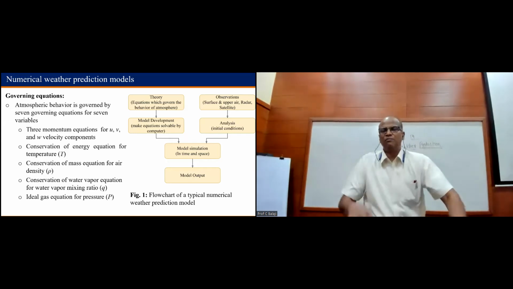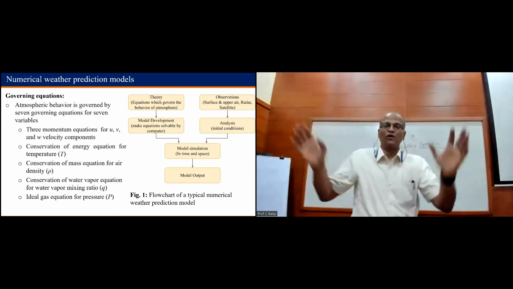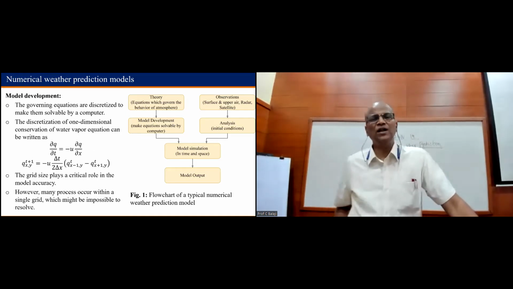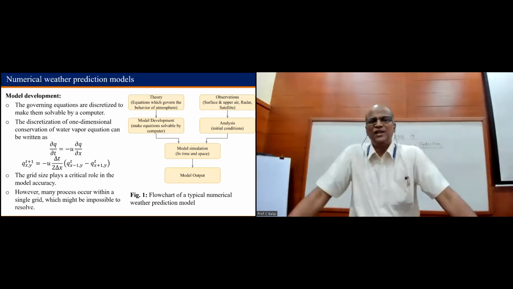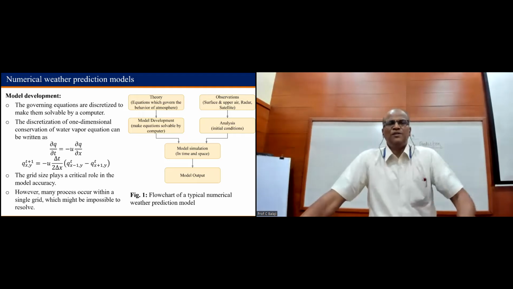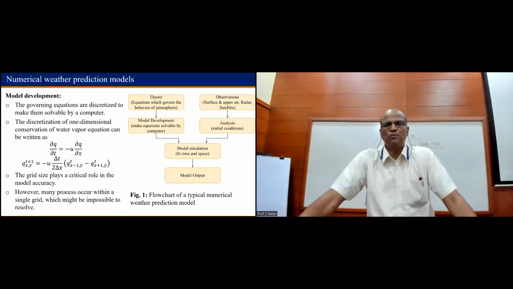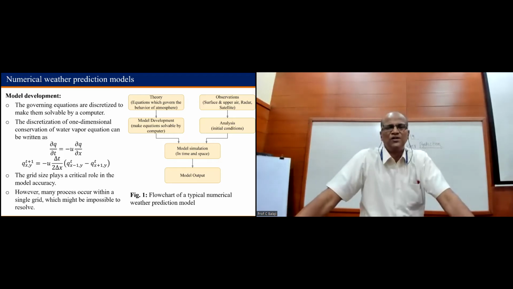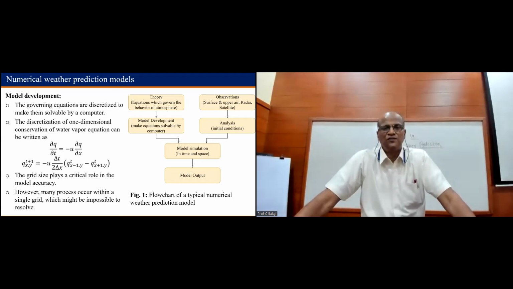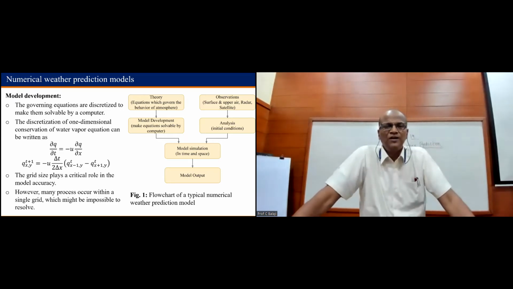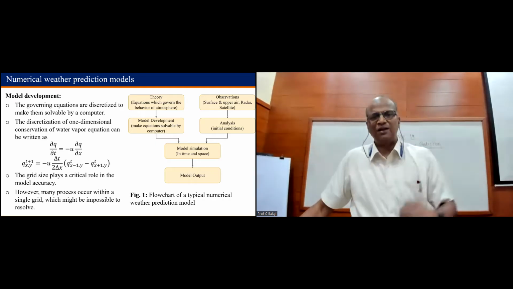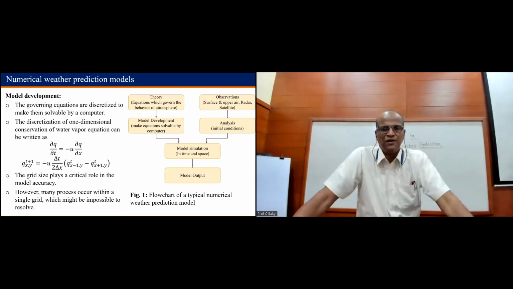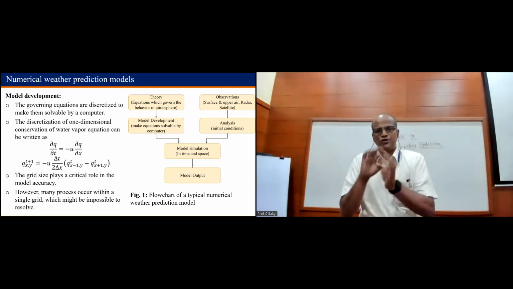It's all easier said than done, because you're going to solve it for the whole of the Indian subcontinent, or in a GCM you'll solve it on the whole planet. So the governing equations are discretized to make them solvable on a computer. For example, the discretization of the 1D conservation of water vapor equation: the partial of Q with respect to T equals minus U times the partial of Q with respect to X. One way of formulating would be Q of X at time step T plus 1, with the right hand side all at time step T. The left hand side is at time step T plus 1, which means whatever is on the right hand side should be known to you.